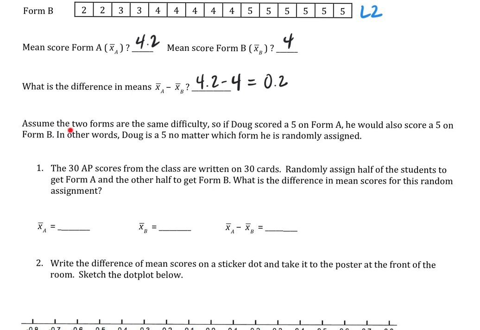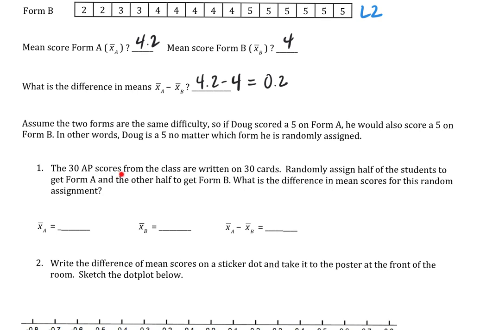Right here it says, assume the 2 forms are the same difficulty. So if Doug scored a 5 on Form A, he would also score a 5 on Form B. In other words, Doug is a 5 no matter what form he's randomly assigned. They're still going to score that same score.